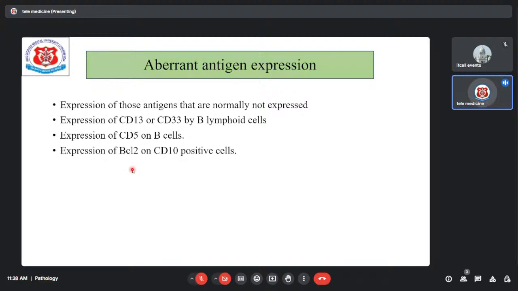Similarly, expression of BCL2 on 10 positive cells. CD10 is a marker of the germinal center. So CD10 and BCL6 mark the germinal center, whereas BCL2 is expressed by the cells in the periphery, in the mantle zone cells. Okay. So if your 10 positive cells start expressing it, that is abnormal.